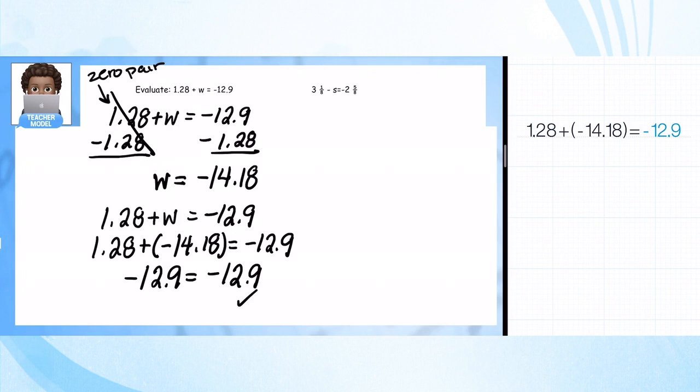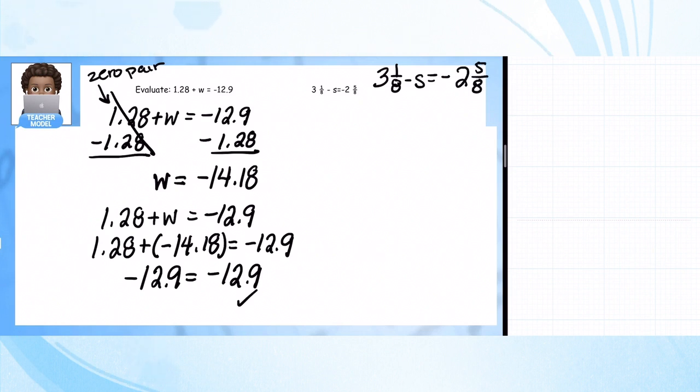In the next one, we have a fractional one. So let's look at this one carefully. I'm even going to give ourselves more room. 3 1/8 minus the number is equal to -2 5/8. Okay, so same thing. I have a constant, so we're going to create a zero pair. I'm going to subtract 3 1/8. So this is going to leave us with just negative a number.